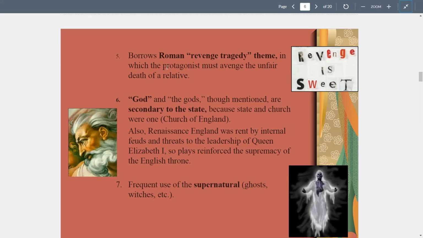Also, God and the gods, though they're mentioned, are secondary to the state, because state and church are one at this point, which is the Church of England. And Renaissance England was rent by internal feuds and threats to the leadership of Queen Elizabeth I, so plays were reinforcing the supremacy of the English throne.